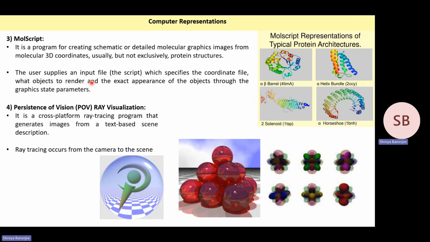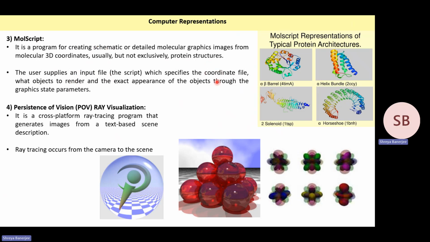what kind of objects to render, meaning that they will specify that the helical part has to be shown separately, or the beta sheet part has to be shown, and the appearance of the object. So whether you want the helix in a ribbon, so this is called a ribbon representation, where the helix appears like a ribbon. There are other representations. You can specify what kind of representation you want.